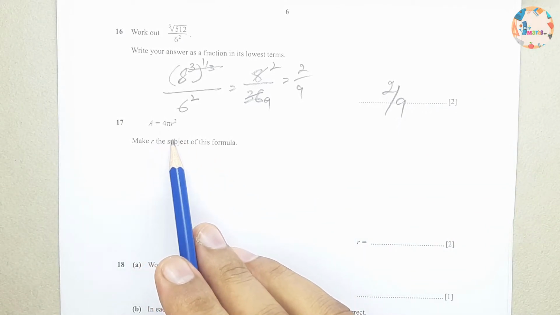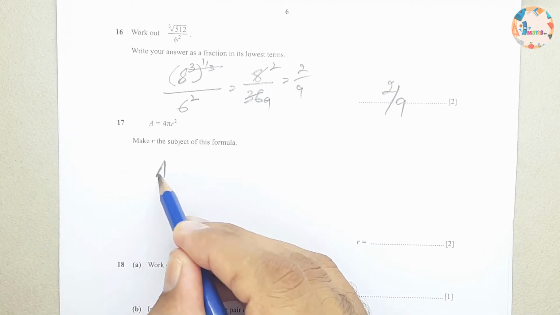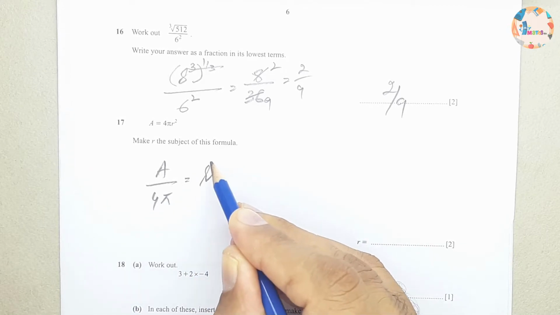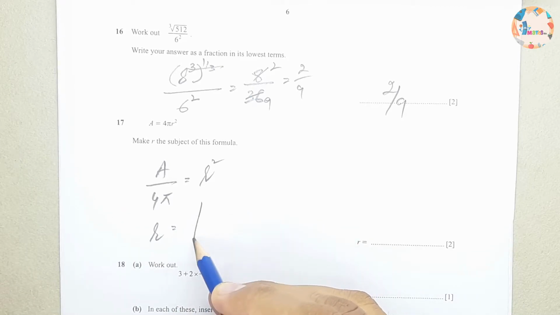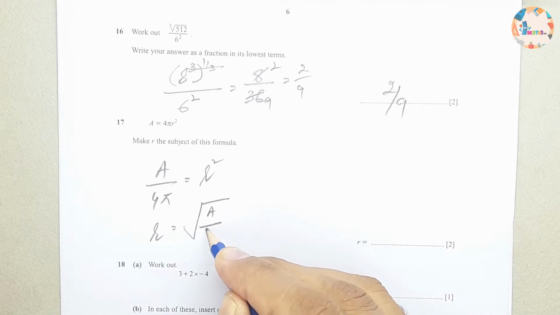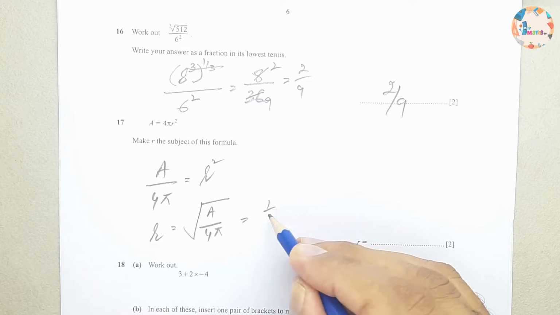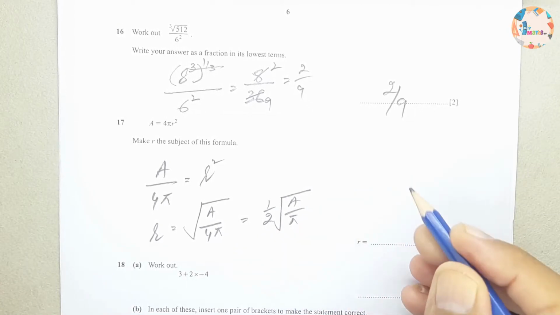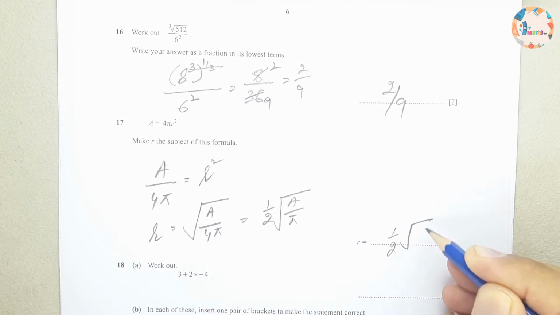Question number 17. We have to make R the subject, so we shift everything to the other side. So 4 pi will go to the other side as the denominator. This will be equal to R square. So R will be equal to the square root of a over 4 pi, and we can take the 4 outside, so it will be 1 over 2 root of a over pi. So this will be the answer.